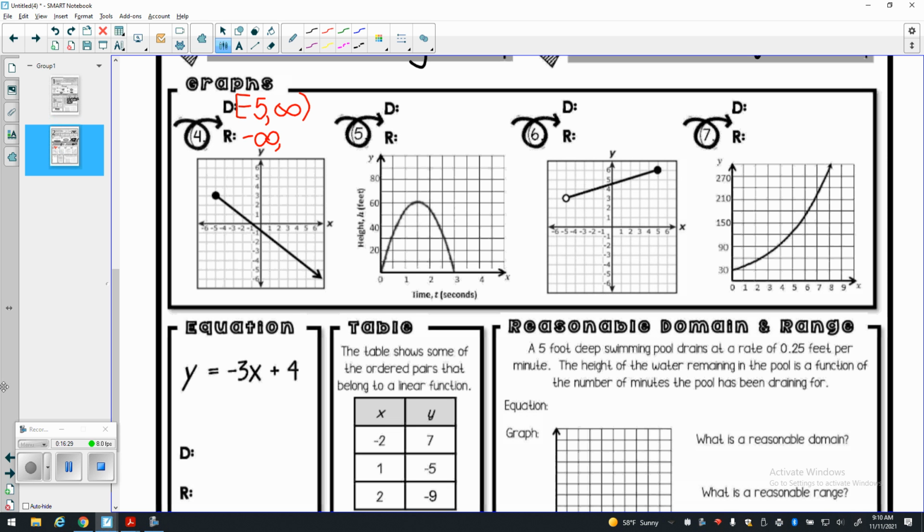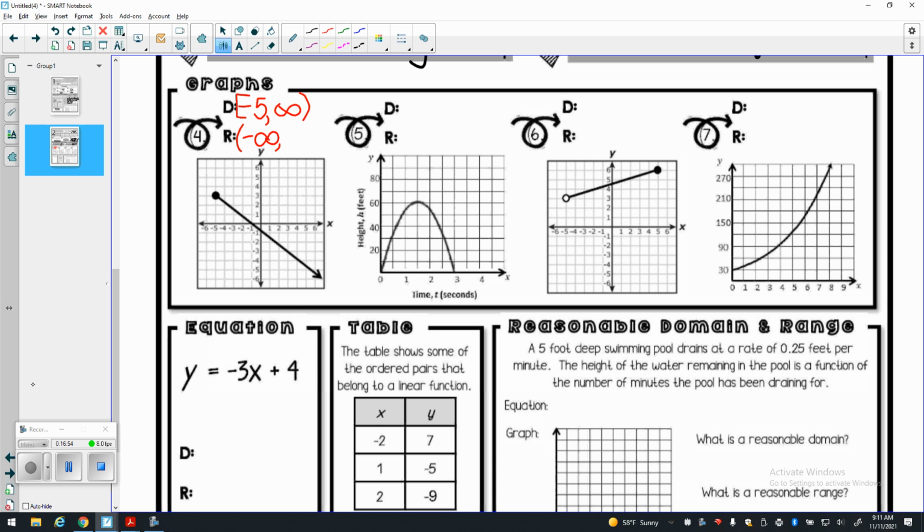Negative infinity. Now, whenever you write an infinity symbol, you always use a what? Parenthesis. Everybody follow me there? Yeah? Okay. When I come down from the top, do you hit a point or an arrow? When I come down from the top, I hit a what? Point.